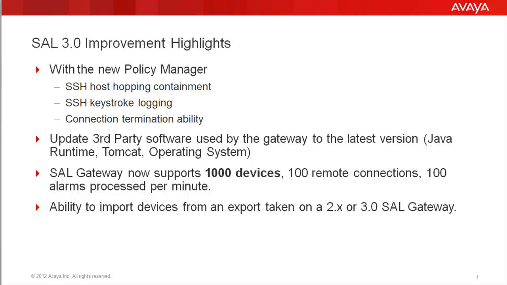Third-party software used by the SAL Gateway have been updated to the latest version, including Java Runtime, Tomcat, and the operating system. SAL Gateway now supports 1000 devices, 100 concurrent remote connections, and 100 alarms processed per minute. The ability to import devices from an export taken on a 2.x or 3.0 SAL Gateway has also been added.